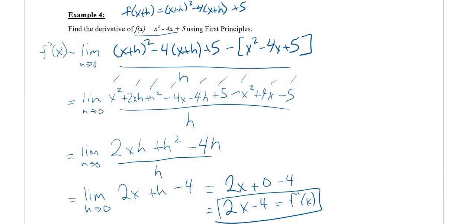So now we have a handy-dandy equation that's going to tell us, for this parabola, x squared minus 4x plus 5, if we want to find the slope of a tangent at a specific point, now we can do that. So we can just pick our x value for our points, we plug it in, and it's going to tell us the slope of the tangent, which can be very, very useful depending on the situation.